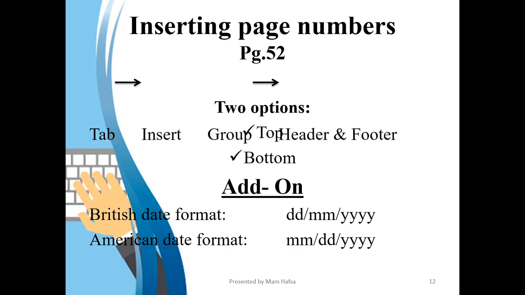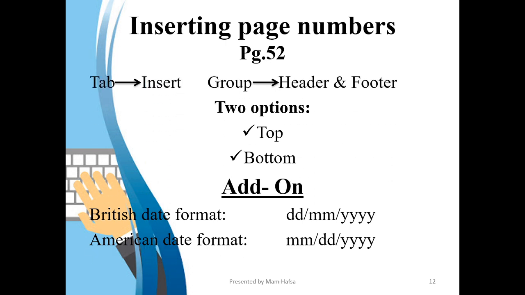Now to access this option, move your cursor to Insert tab and in that tab we have Header and Footer group. Another thing that you see on the same page is Add On. The two date formats are given here. First one is British date format, in which date is written before month, whereas in American date format month is written before date. If you are using a PC or a laptop, you might know that we are using British date format.